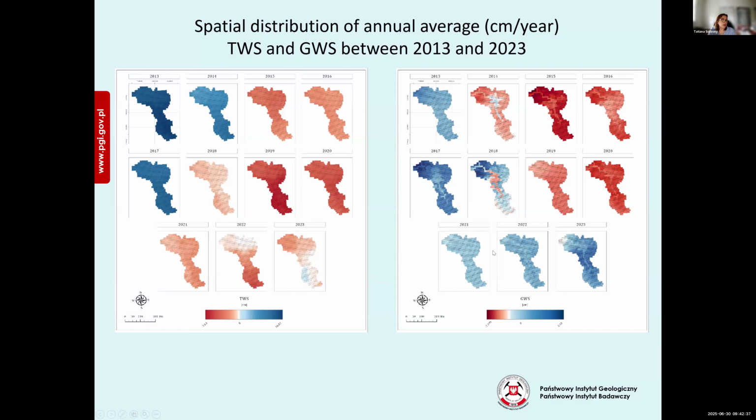Temporal differences are also noticeable. Total water storage is dominated by years with negative values, while groundwater storage showed negative values only during 2014, 2016, 2019, and 2020. These differences are caused by the high resilience of groundwater reservoirs to precipitation recharge deficits.